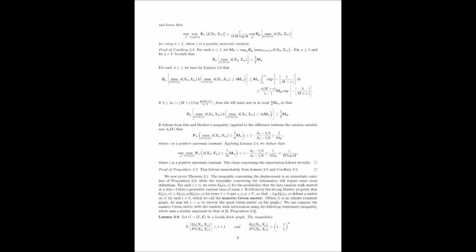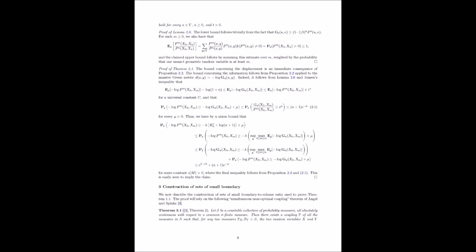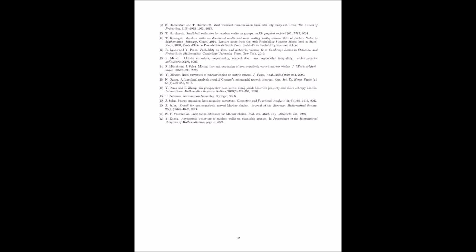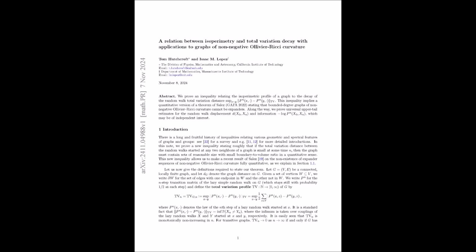For starters, can you give us a quick rundown of what isoperimetric profiles and total variation decay are all about? Sure. So in essence, the isoperimetric profile of a graph provides a way to quantify its shape by examining the relationship between the size of a set of vertices and the size of its boundary. It tells us essentially how much surface area a given volume of the graph has. So a graph with a small isoperimetric profile would have sets of vertices that are kind of tightly packed together. Exactly. Like a sphere in geometry. A sphere is a classic example of a shape with a small isoperimetric profile.